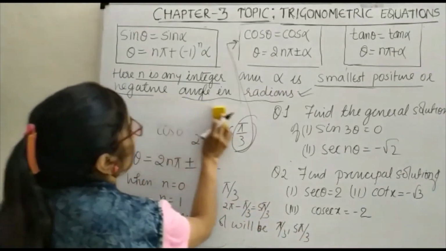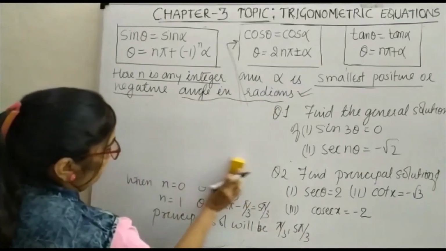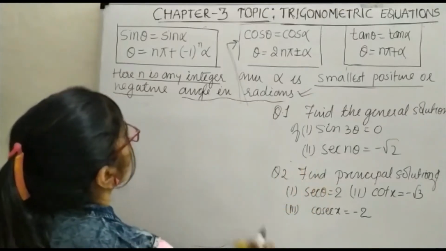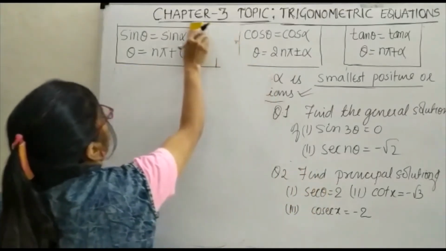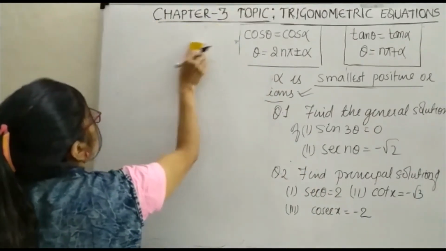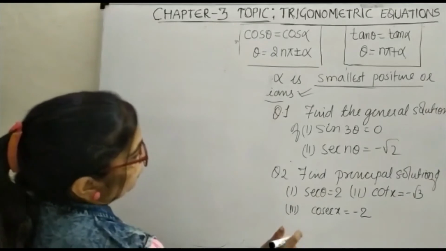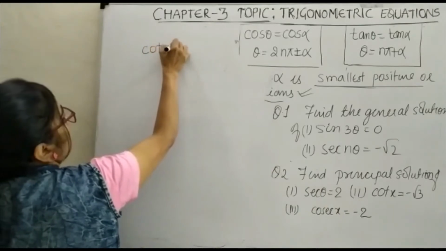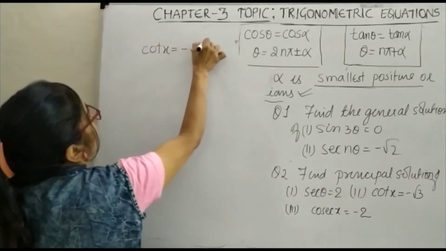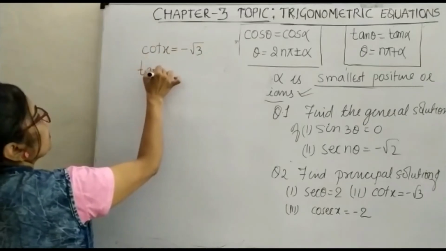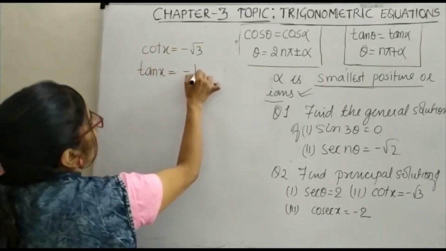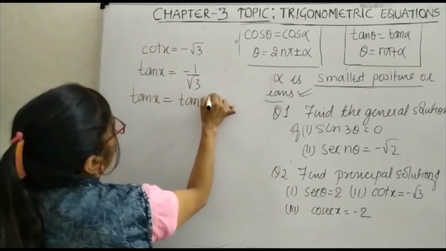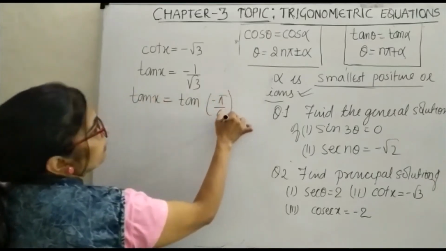Now we are moving on to the second one. Your second question is cot x is equal to minus root 3. So your tan x is equal to minus 1 upon root 3 and your tan x is equal to tan minus pi upon 6. Take the formula.